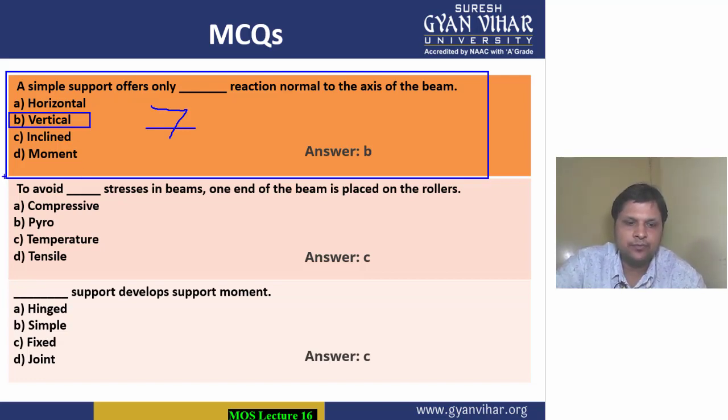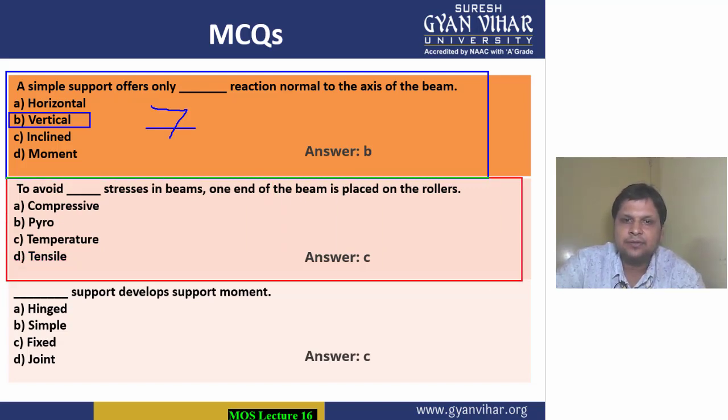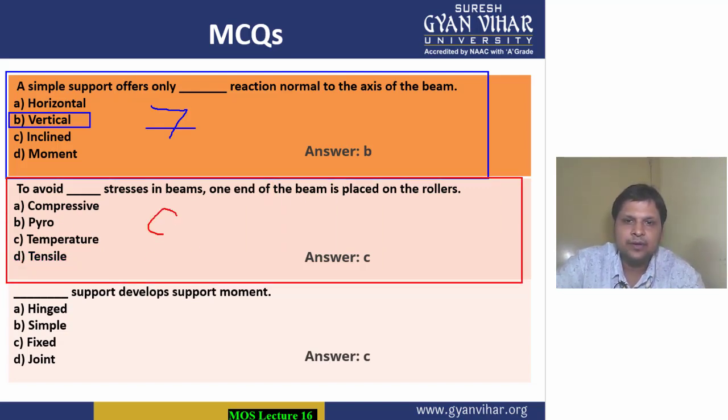Coming into the next MCQ, MCQ number 8, to avoid dash stresses in beams, one end of the beam is placed on the rollers. So which type of stresses are prevented by keeping one end of the beam on rollers? Thermal stresses, means temperature. So option C is the correct option.